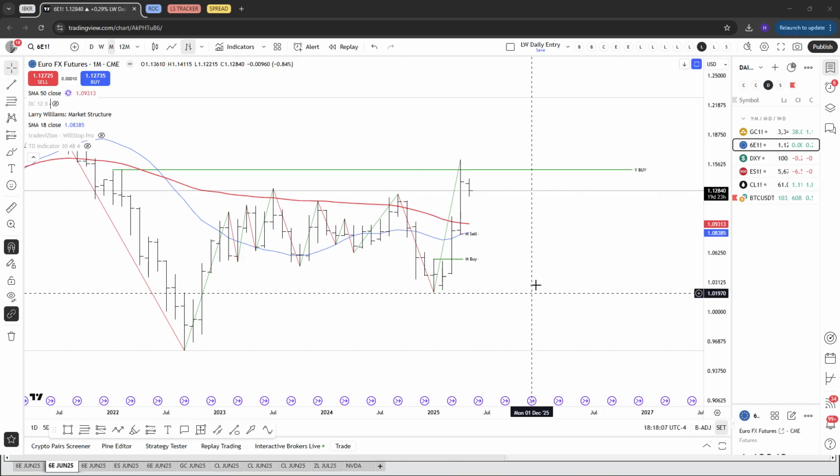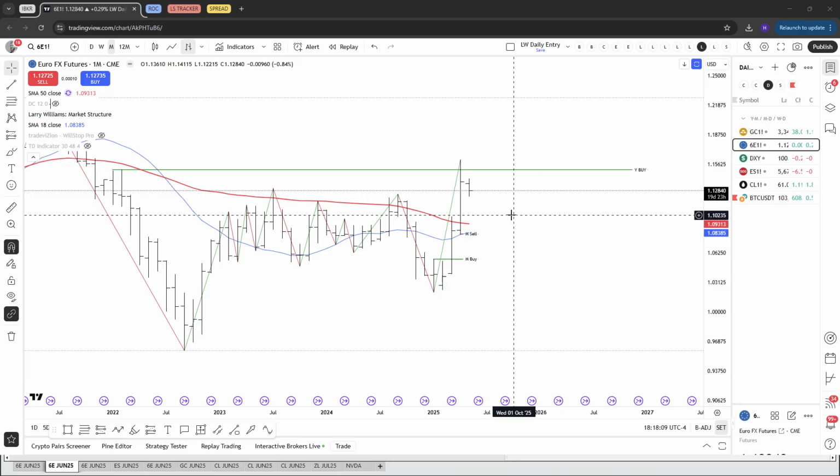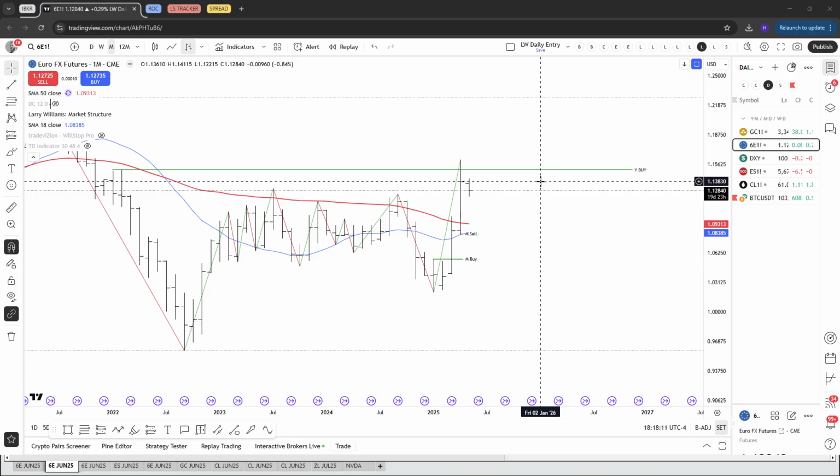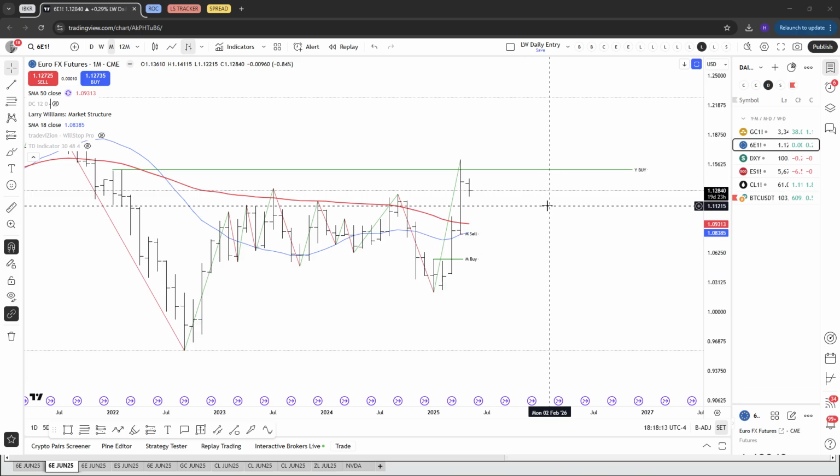All right, so let's start with price action. Then we're going to take a look under the hood of this market using COT and some other fundamental indicators. So just starting with what happened this week.